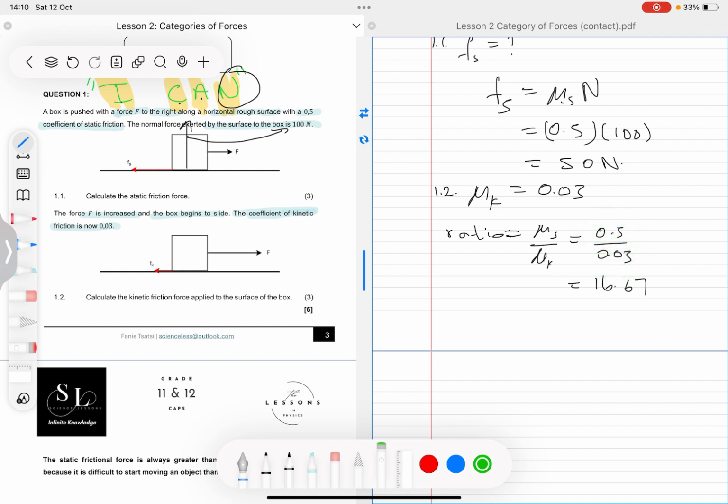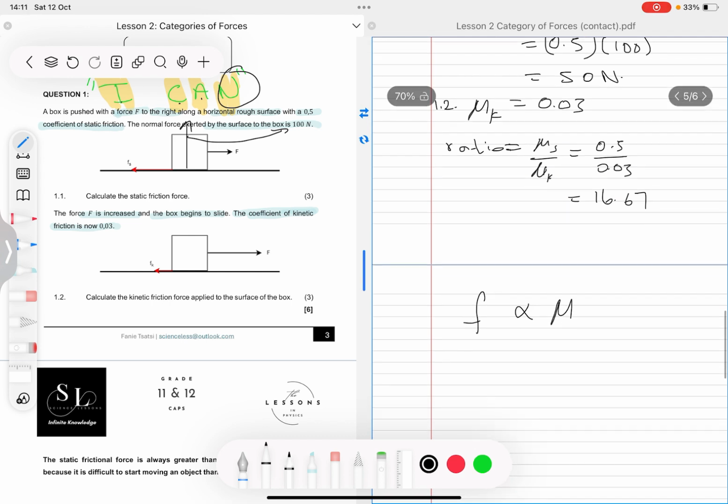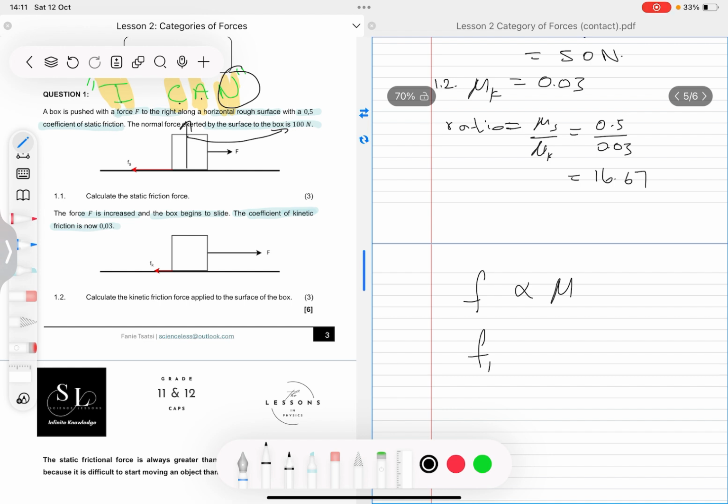Right? So this means now that, remember, we know that friction is directly proportional to the coefficient of friction. So if we apply it to kinetic friction, because we're looking for that, we should get the fact that our coefficient of friction has dropped. Also, our kinetic friction force, we expect it to drop, right?